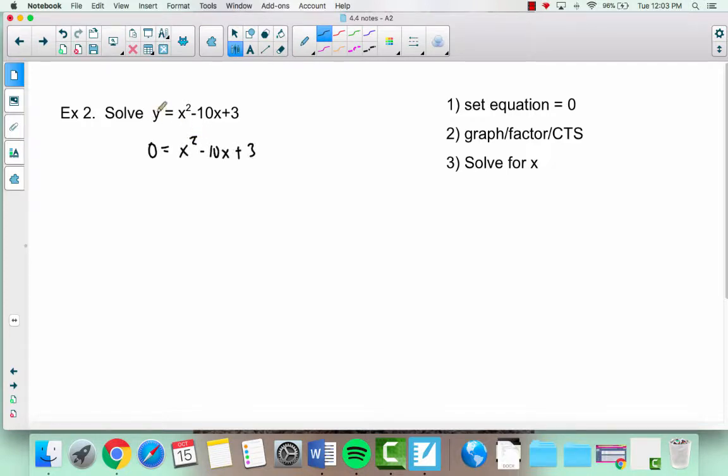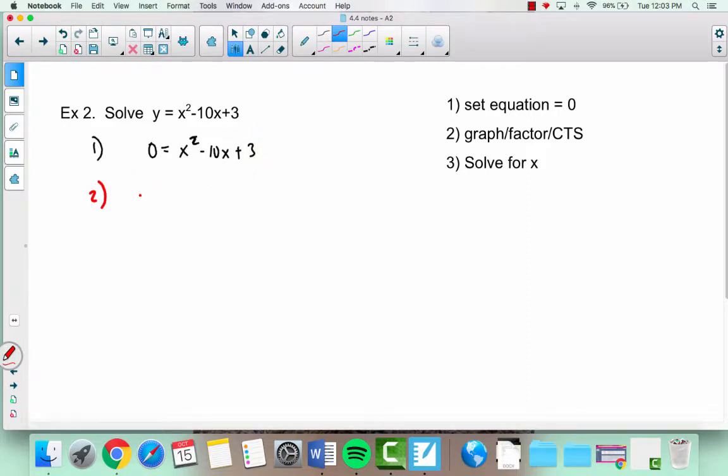And the reason I'm making the y the 0 is because when I'm solving for x, we're looking on the x-axis, and that's where the y's will always equal 0. Okay, so that's step 1. Step 2 is going to be to complete the square, and if you remember from the last video, in order to complete the square we have to move our c value over to the other side.